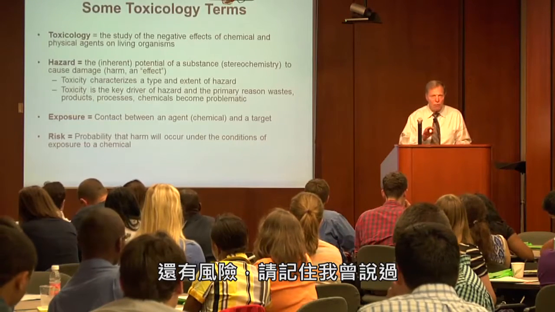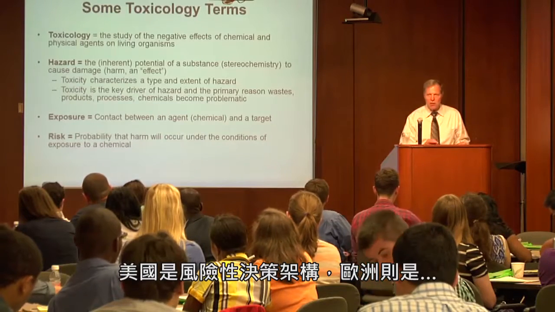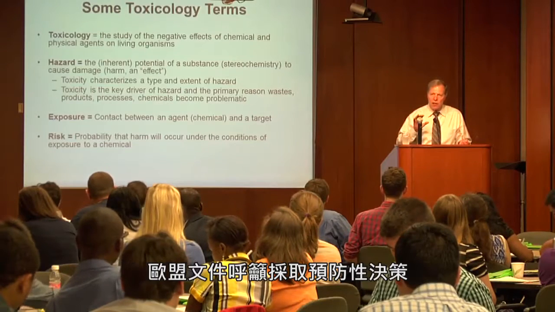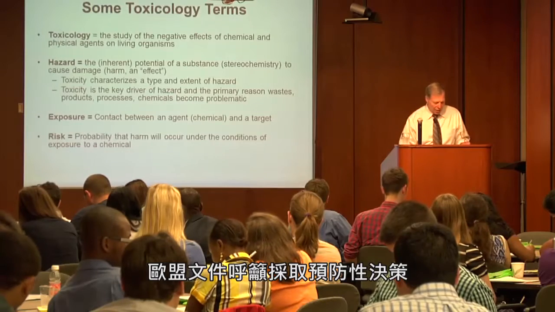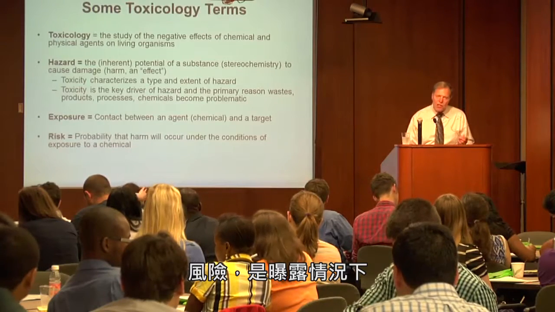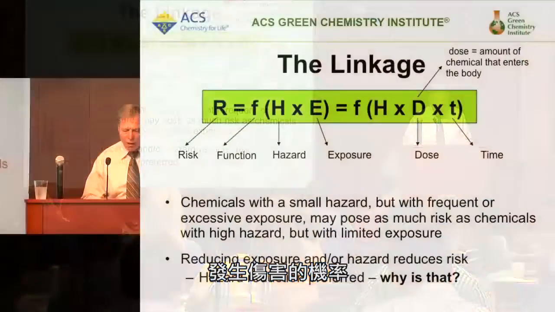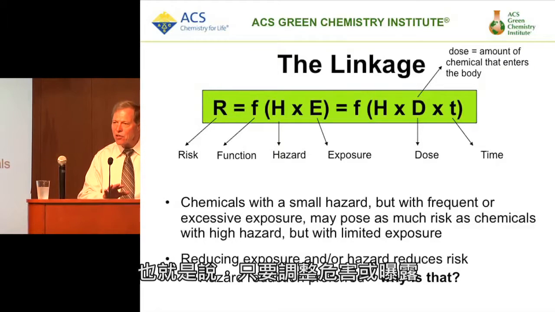Remember, I said, maybe you weren't able to hear, the US is a risk-based decision-making framework. Europe, in their EU documents, actually calls out precautionary decision-making. Very different. So risk is the probability that harm will occur under the conditions of exposure. Linking these together, risk is a function of hazard and exposure. That means you can adjust hazard or exposure to reduce risk.